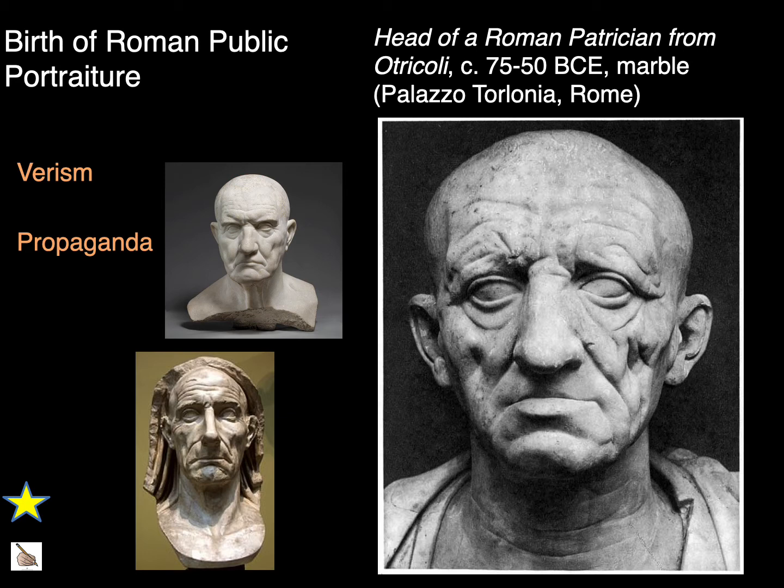Birth of Roman public portraiture. Verism is something that is very realistic, super realistic. It describes the style. Propaganda is something in which information, ideas, or rumors are deliberately spread widely to help or harm a person, group, movement, institution, nation, and the list goes on.